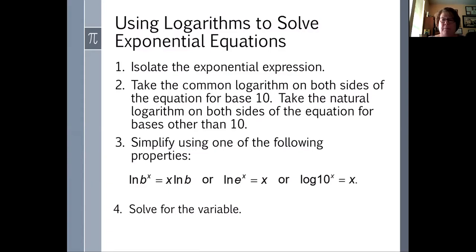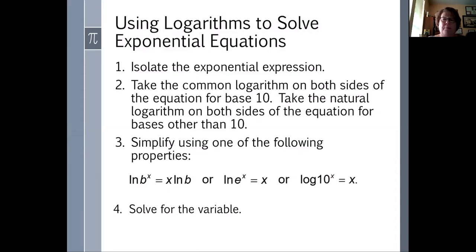Then you look at the base. If the base is 10, take the common log of both sides. If it's any other number besides 10, take the natural log of both sides. Next, step 3 is to simplify using one of the following properties. The natural log of b to the x is x times the natural log of b.